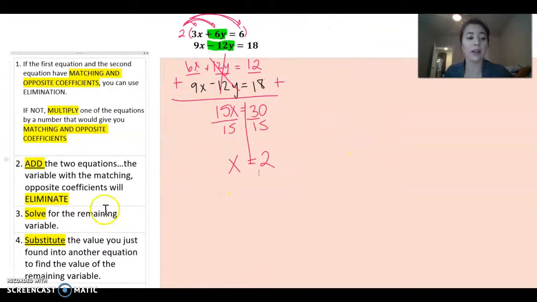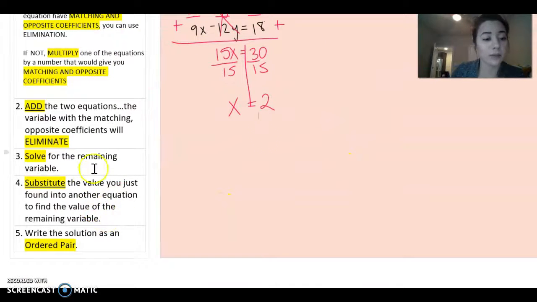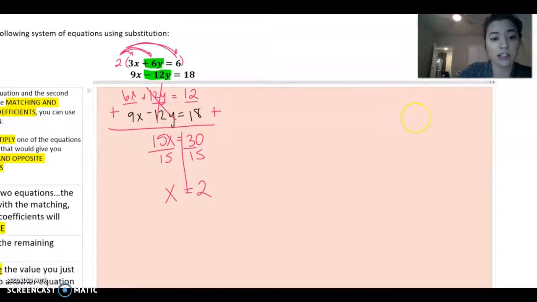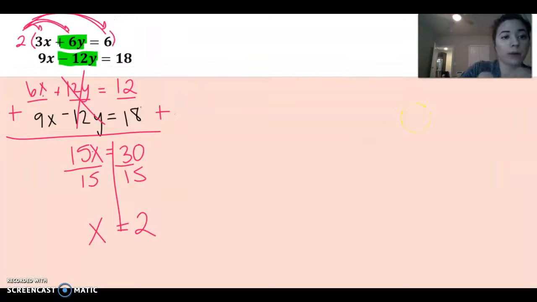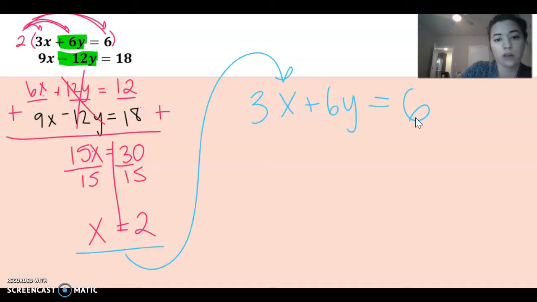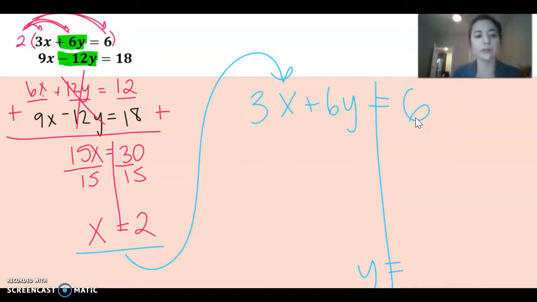Okay, and then again, now we need to substitute that back in to find the other missing variable. Remember, we have x and y, so we're going to use that to find y now. So I'm going to rewrite that equation. Okay. Go ahead and plug in your 2 and solve for y. Again, come back when you're ready. Give it your best shot. And pause me.